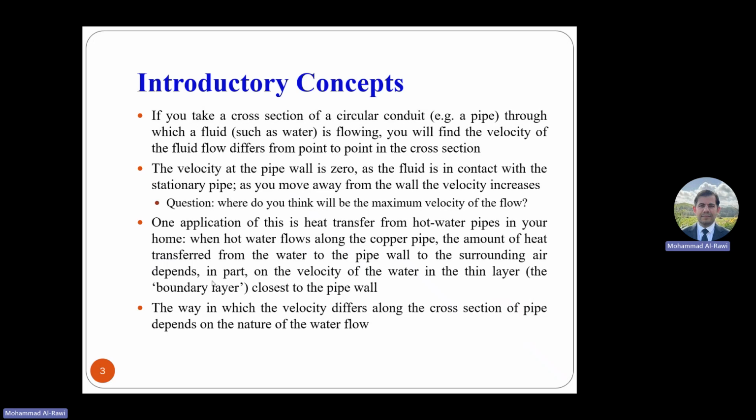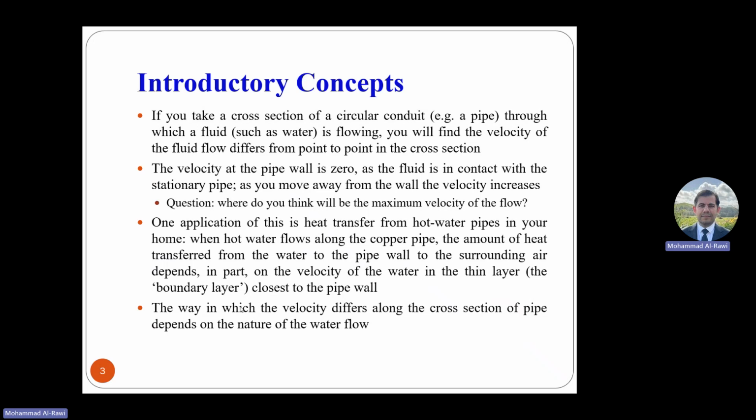Where do you think will be the maximum velocity of the flow? Which I just answered. Usually it will be at the center line of the pipe because the pipe is circular. One application of this is heat transfer from hot water pipes in your home. When hot water flows along the copper pipe, the amount of heat transferred from the water to the pipe wall to the surrounding air depends in part on the velocity of the water in the thin layer, the boundary layer, closest to the pipe wall.